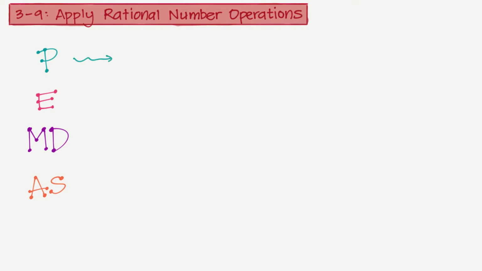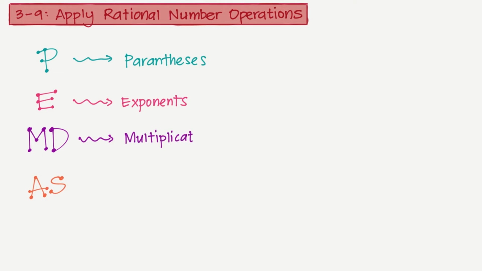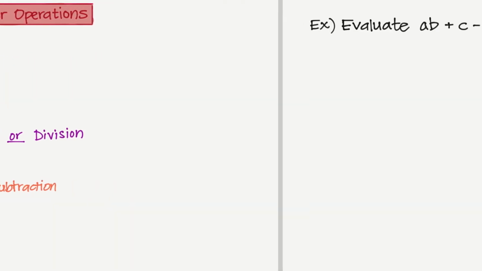Hello class, this is lesson 3-9 about how to apply rational number operations. If you recall with PEMDAS, we start with parentheses, followed by any exponents that we might find, and then we look for multiplication or division, whichever comes first, followed by addition or subtraction, whichever of those come first. So this is review, but now we're going to apply it to rational numbers.